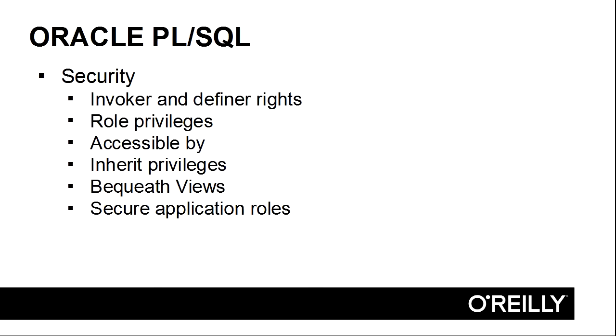The topic of security is becoming more and more important with databases as they're exposed to more usage, especially on the web. We're going to talk about invoker and definer rights and their usage. We're going to talk about granting code privileges to database roles. We're going to discuss the accessible by feature, which allows you to state exactly which code is allowed to call other code. We're going to discuss the inherit privileges feature, which is a very important thing to understand.